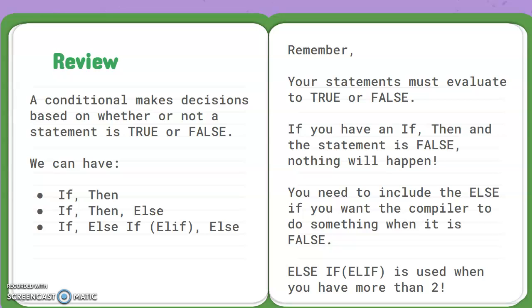So a conditional makes decisions based on whether or not a statement is true or false. We can have an if-then statement, an if-then-else, and then we can also use if, else ifs, and else. Remember, your statements must evaluate to true or false. If you have an if-then, and the statement is false, nothing will happen. So just like before, when we only had the if-then, when we input something other than 2 for our extra credit, nothing happened. You need to include the else if you want the compiler to do something else when it is false. An else if is used when you have more than 2 outcomes.